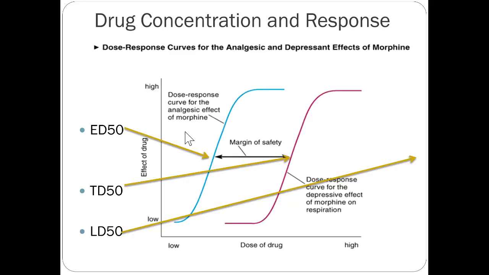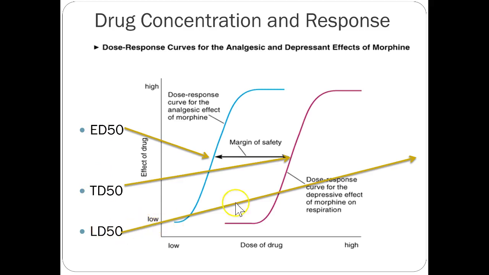This is kind of just saying what I just said, again, a little different way. The terms you might read of that are more common are ED50, TD50, and LD50. ED50 means effective dose of 50% of the patients. TD50 is toxic dose of 50% of the patients. LD50 would be the lethal dose of 50% of the patients.